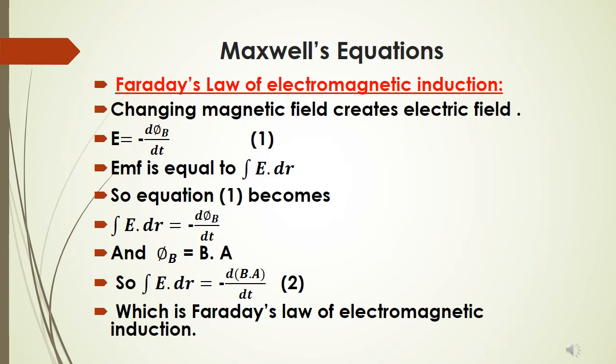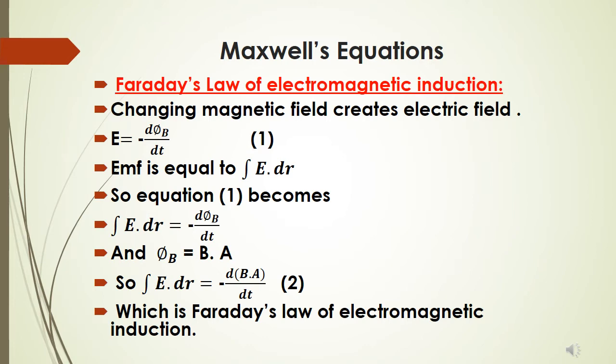Now, the third equation is Faraday's law of electromagnetic induction. We have studied E equals minus d phi B upon dt, meaning the rate of change of magnetic flux is equal to the EMF induced. Now, if we expand it a little, EMF is equal to voltage, which is equal to closed integral E dot dr equals minus d by dt of flux, and flux is equal to B dot A.